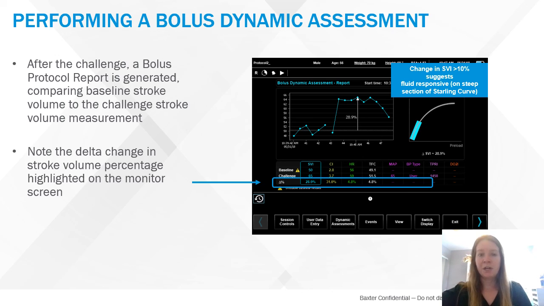Now note the delta change in the stroke volume percentage highlighted on the screen down here. This will be very, very helpful for you guys when you are trying to chart your results. You will have your baseline numbers, your challenge numbers, and then you will also have your delta changes in your stroke volume index, cardiac output, and heart rate.